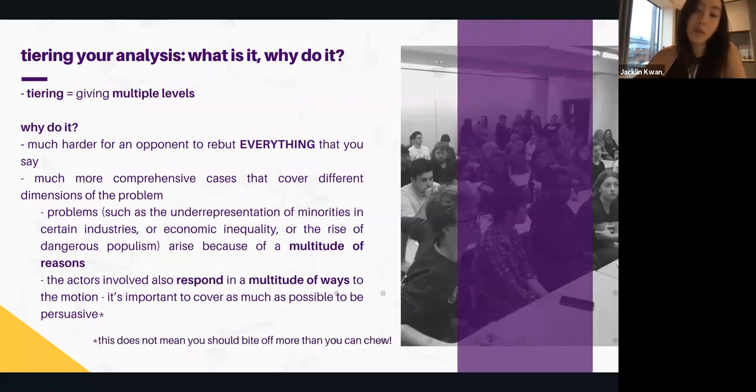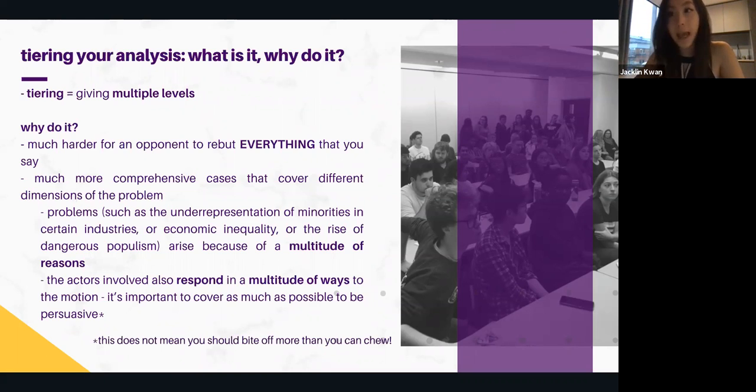Also, you make much more comprehensive cases that seem to cover different dimensions of the problem. So loads of problems in the status quo, unsurprisingly, have many different roots or many different reasons as to why they occur. And so seemingly acknowledging that and showing how you change all those different dimensions makes your case seem really, really comprehensive to the judge and even more persuasive.